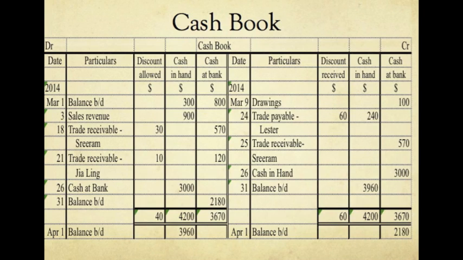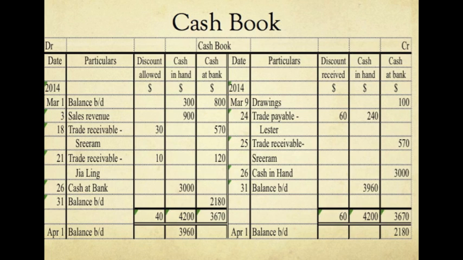So this is how a cash book looks like. We will record what we have in terms of our cash in hand, as well as what we think we have in our bank account. Basically on the first day, we have a balance brought down of $300 cash in hand and $800 cash at bank. Do take note that there are two sides. One is the debit side, one is the credit side. Since cash is an asset, it is debit in nature.